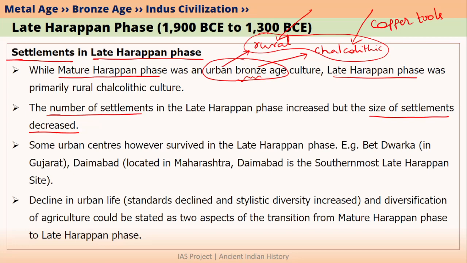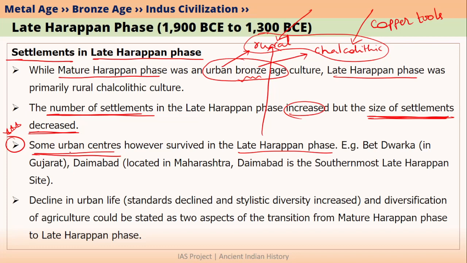Initially, they were living in a few cities. Now they were living in many villages. That is why the number of settlements, or the number of villages, increased, but the size of a settlement or village decreased. We must note at this point that all cities were not abandoned at the same time. Some urban centers even existed during the late Harappan phase. However, most of them were villages. That is why we call the late Harappan phase rural, although there were some urban centers or cities.